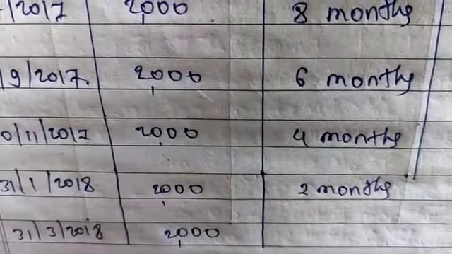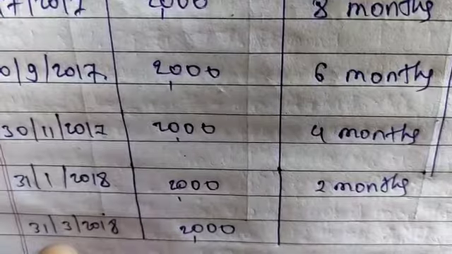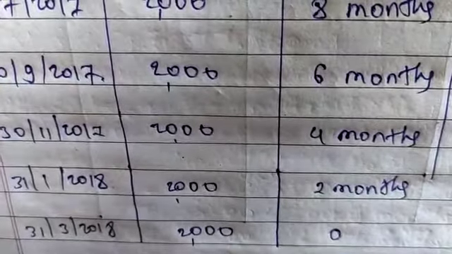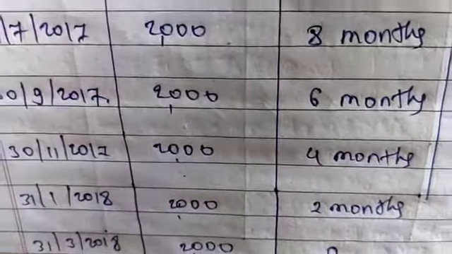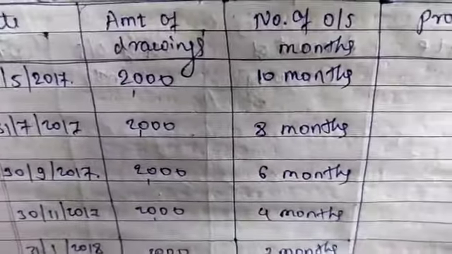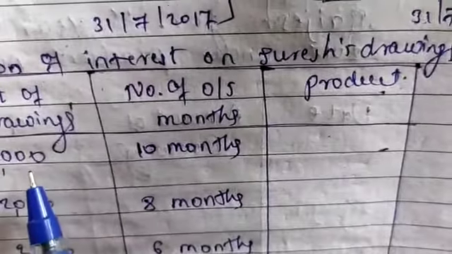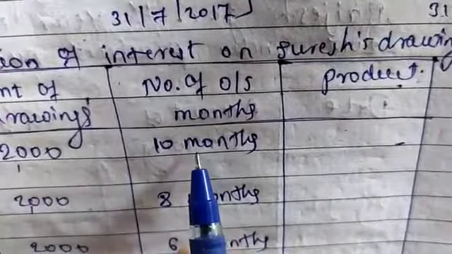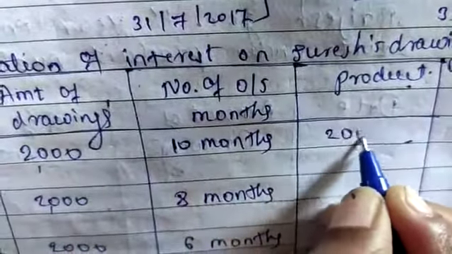And the last, 31st March. On the last date of the accounting year they made drawings, so there is no outstanding month. Days should not be considered; only months should be considered here to calculate the interest on drawings. So next, you have to calculate the product by multiplying the amount of drawings with the number of outstanding months. 2000 into 10, 20,000.